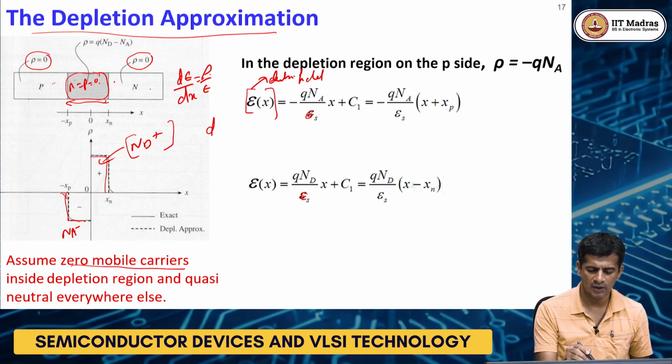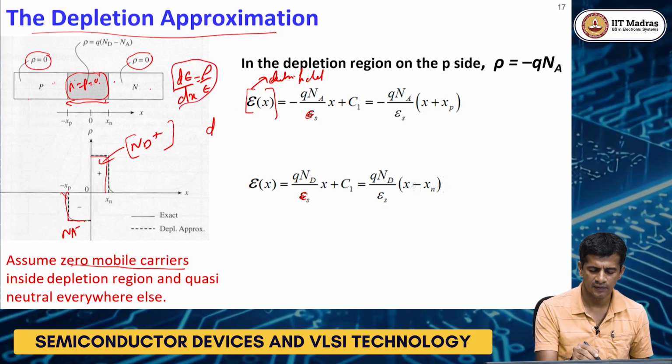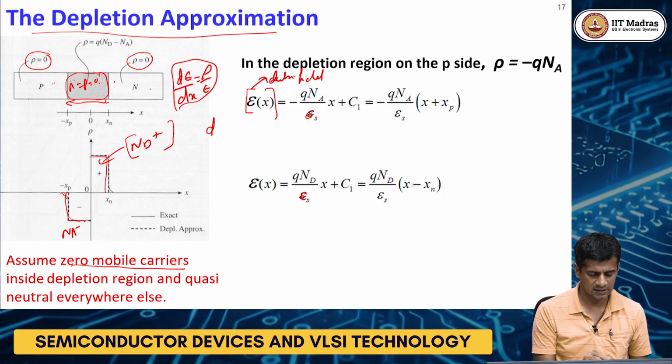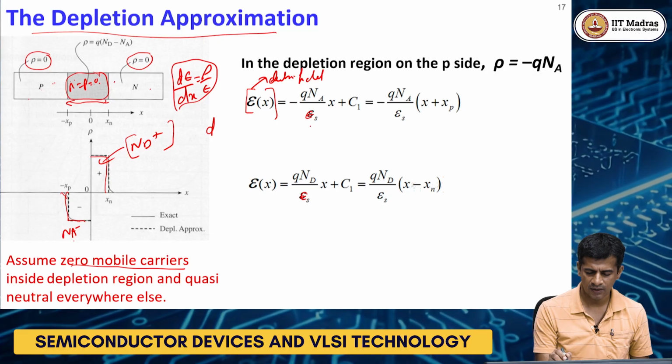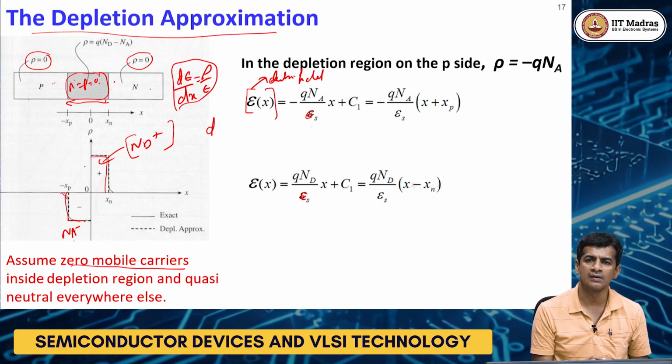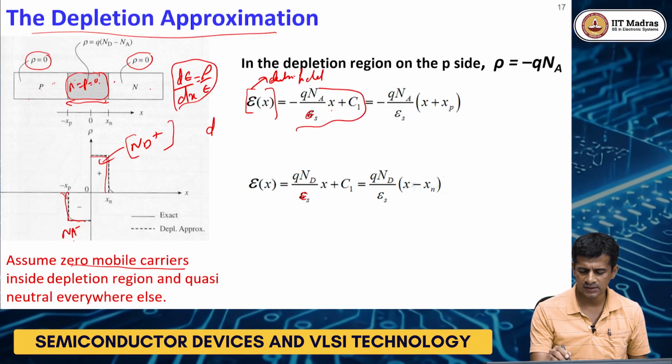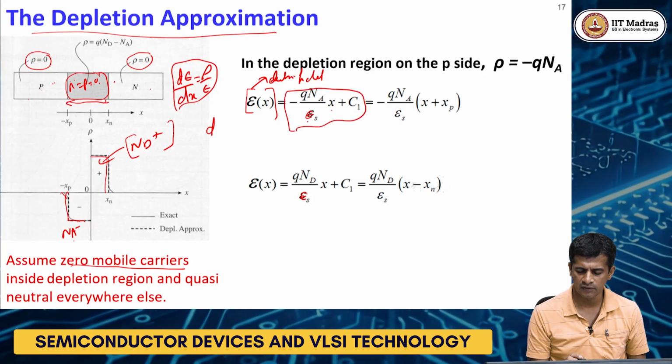So, what you are doing is you are integrating this one, right. So, if you integrate on the left side, you have qNa minus by epsilon s, that is the permittivity of the silicon, times x plus C1. So, this is a constant of integration. How do you find the constant of integration?